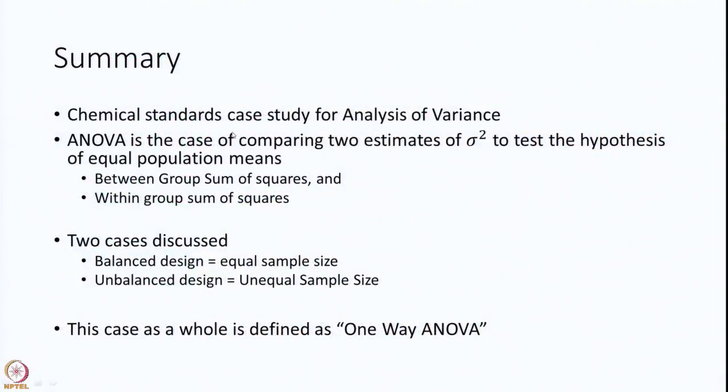We started with developing a chemical standard case study for analysis of variance. We found that analysis of variance is a case of comparing two estimates of sigma square to test the hypothesis of equal population means. They are the between group sums of squares and within group sums of squares. We discussed two cases. One is called a balanced design, when each population has the same sample size. The other is called an unbalanced design, if the populations have unequal sample sizes, and as a whole this case is defined as one way analysis of variance, because we have taken into account only the difference in the row values only. Thank you.